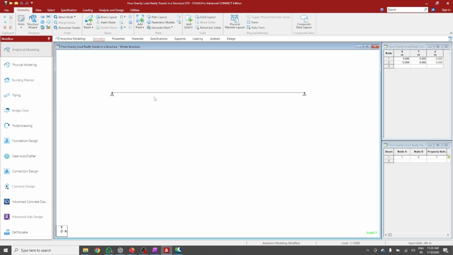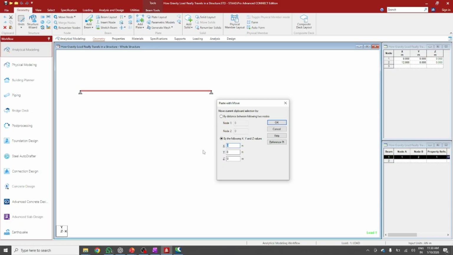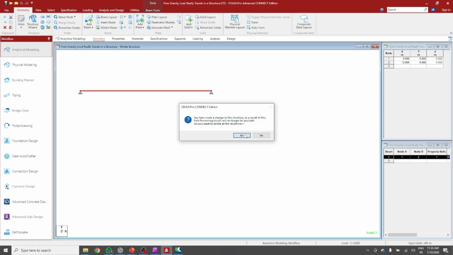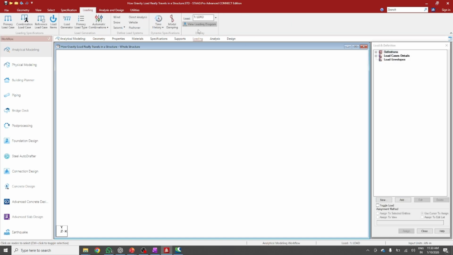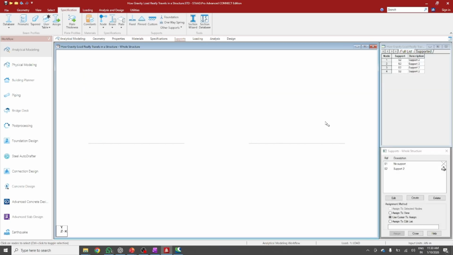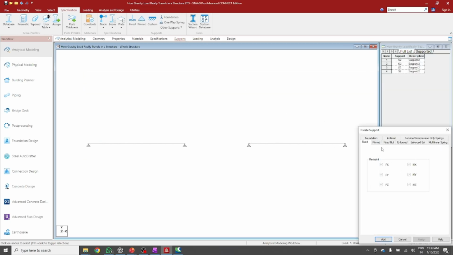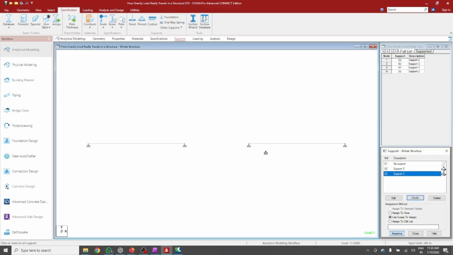What happens in case of fixed support? So I'll copy the same beam and place it at a distance of maybe 20 meters in x direction, so we can compare them. The only thing that will change, loading I think is applied on both the members as same loading. Only thing that will change is the support condition. I'll create a new support condition with fixed support and add, and this fixed support I will assign to both the nodes. So this is a simply support condition and a fixed support condition.